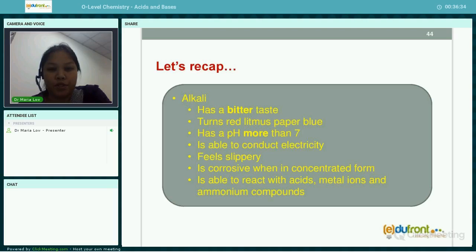Next, we talk about the properties of alkalis. Alkalis have a bitter taste. They turn red litmus paper blue. They have a pH that's more than 7. They are able to conduct electricity, and if you touch it, it feels slippery to the touch. Again, if it's in the concentrated form, it is corrosive, and they are able to react with acids, metal ions, and ammonium compounds.